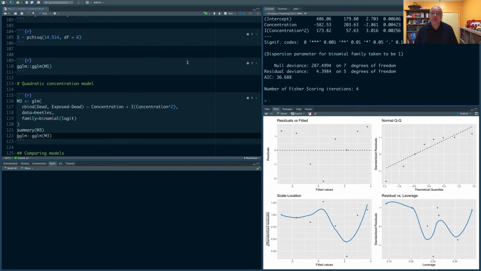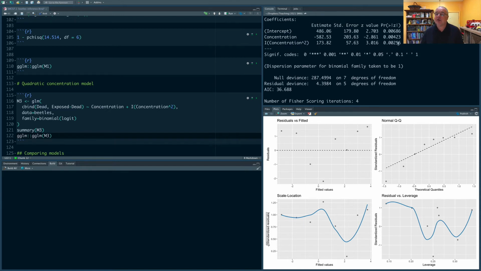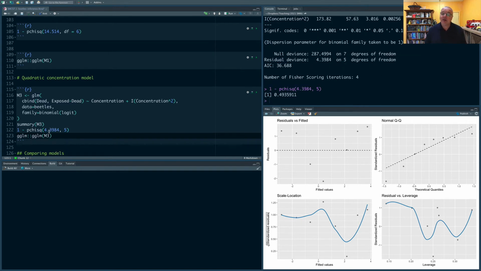Now we look at our model. Okay, so now we've got this residual deviance. First of all, we notice that all our terms are significant. So concentration is significant, and this extra term we've added in, our squared term, is also significant. So that's a good sign, it should be there. We can have a look at our residual deviance. Let's do the calculation. So it's 1 minus p chi-squared, the residual deviance, which is 4.3984, with degrees of freedom 5. And when I do this, now I get 0. So that residual deviance is not significant. That is, the stuff that's left over seems fine.